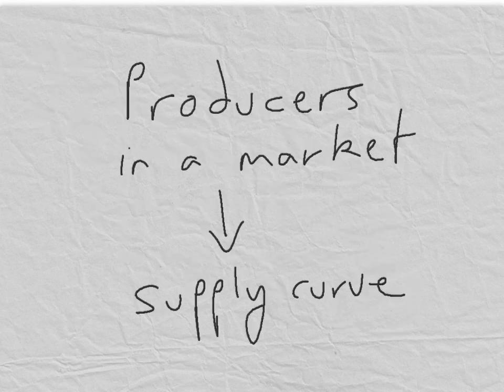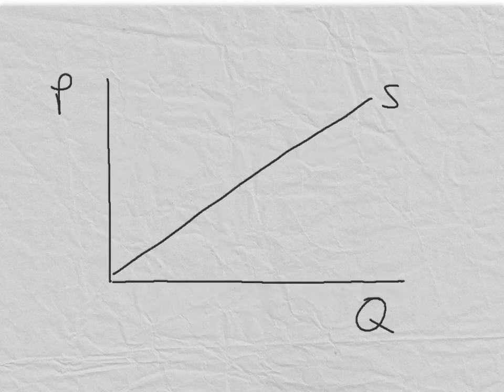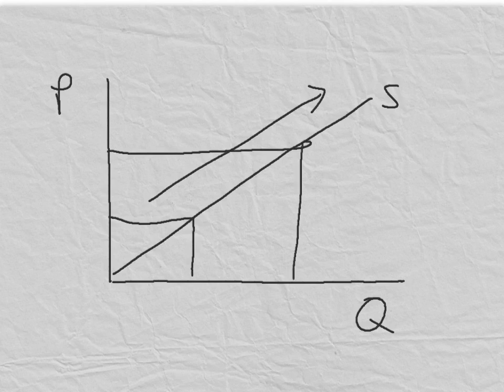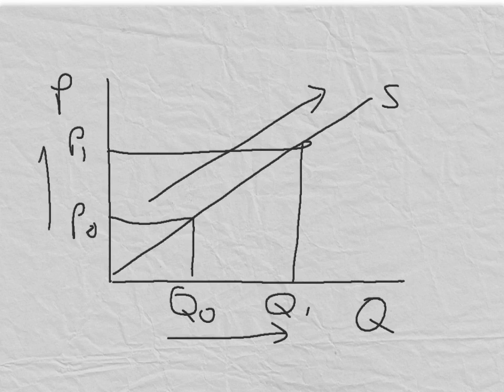The producers in a market are represented by the supply curve. The supply curve is upward sloping. This means that as the price of the good increases on the market, producers are willing to supply more. The quantity they supply rises as the price increases. So we have two curves, an upward sloping supply curve and a downward sloping demand curve.